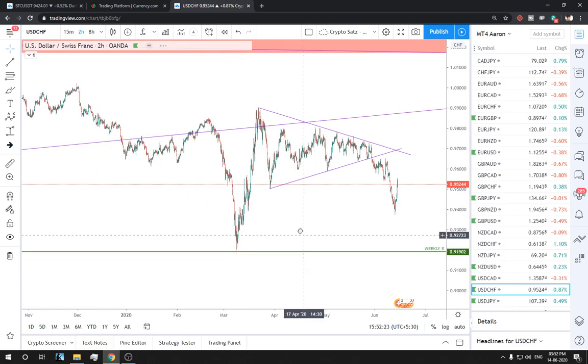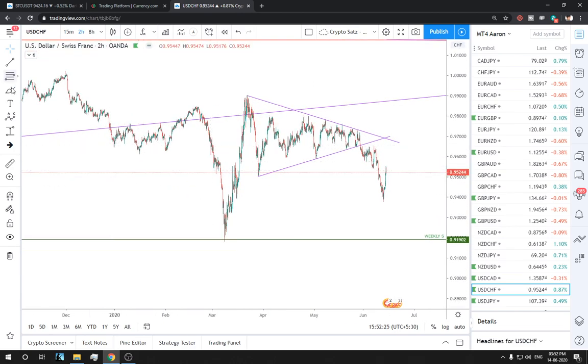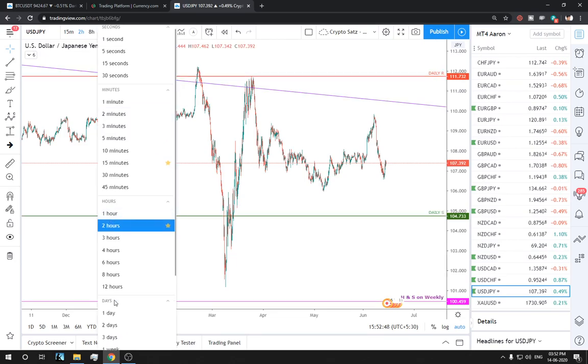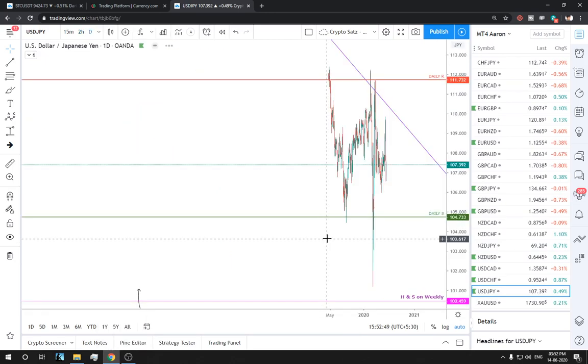And also, everyone was looking out for this inverse head and shoulders to play out, but it did not play, so it trapped many members. So that's why we wait for confirmation of a break of this neckline to take this head and shoulders pattern, because it might trick many people. So let's move on to the next one, USDJPY, the last pair.